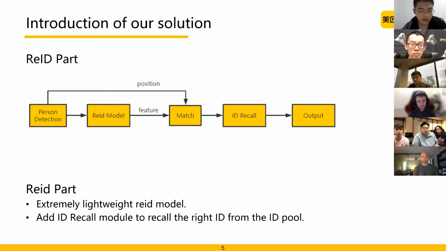And this is our re-ID part. The output of person detection will be input into our re-ID model. The position and the feature from the re-ID model will be considered in our match system, and the results of the match system need to be corrected. So we add an ID recall model to recall the right ID from the ID pool.